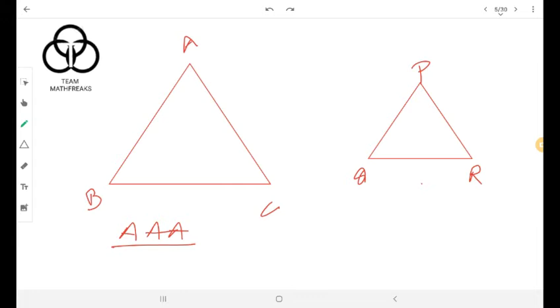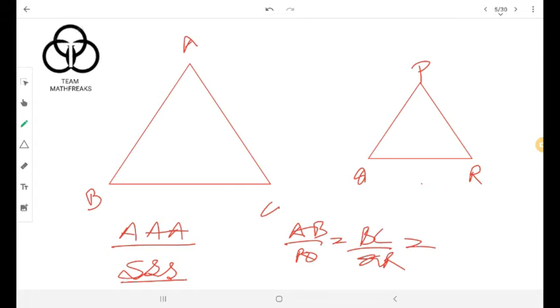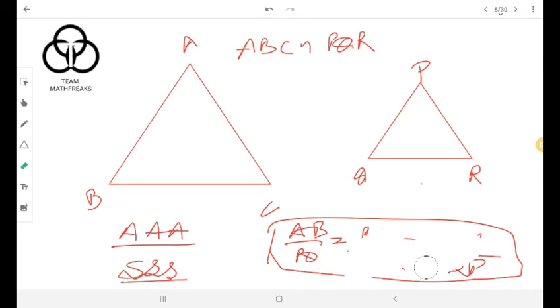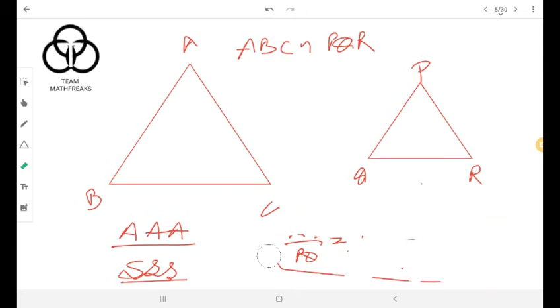Then we have side, side, side. If the sides are proportional, SSS means AB by PQ equals BC by QR equals CA by RP. This is our SSS criteria. In this case we will have triangle ABC similar to triangle PQR. Sides are proportional, SSS criteria.